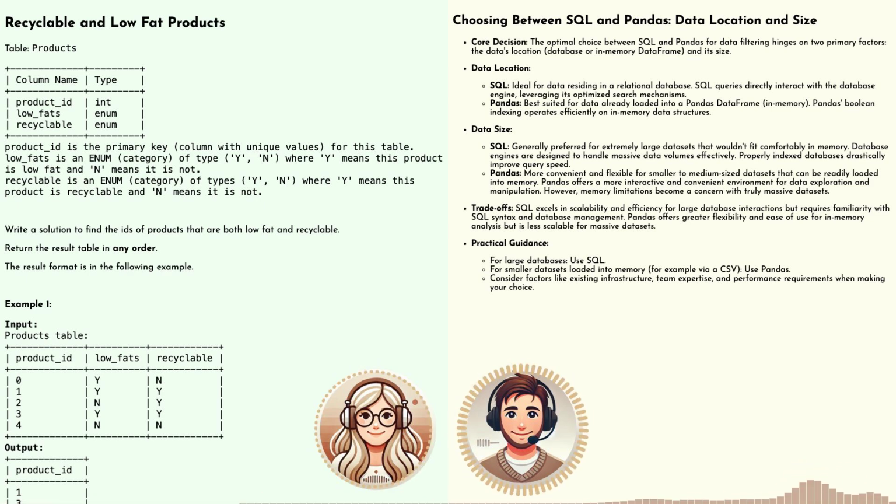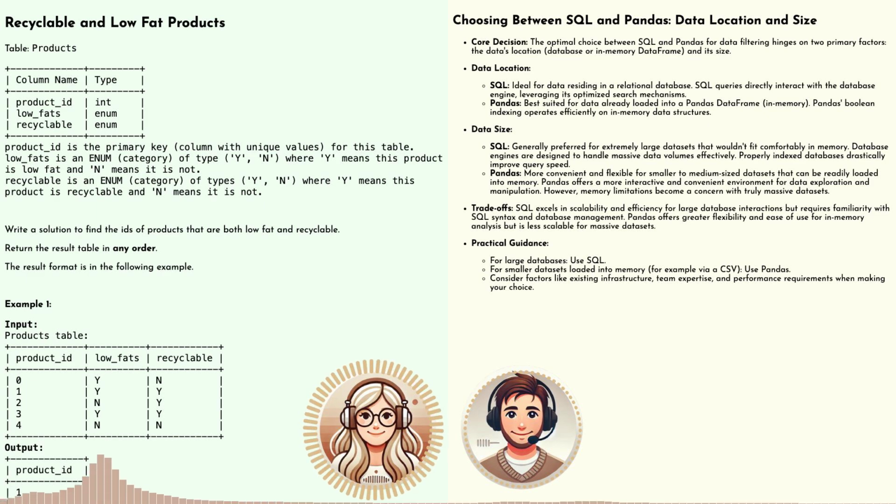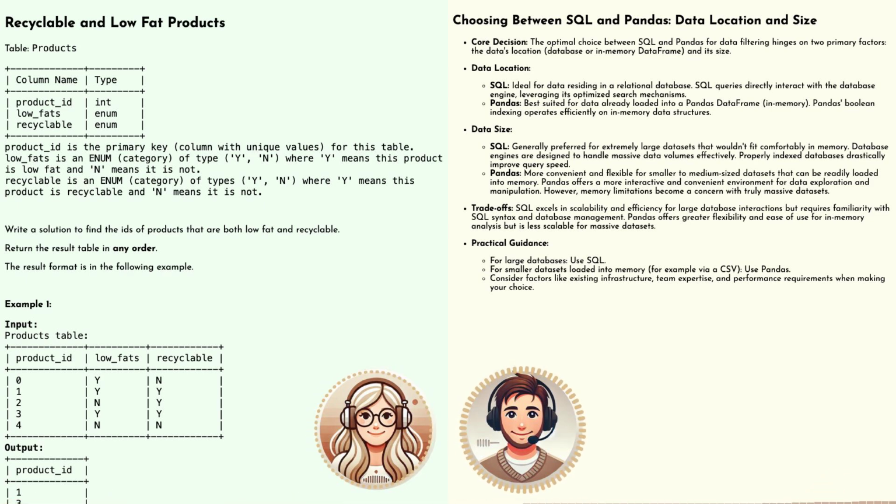But what if our data is sitting in a dedicated database? Then SQL is your go-to. It was made for talking to databases. Its syntax, the way it's written, it's all optimized for querying, filtering, even on massive amounts of data. Okay, so data location is a big one. What about the size of the data? Does that play a role in whether we pick SQL or Pandas?